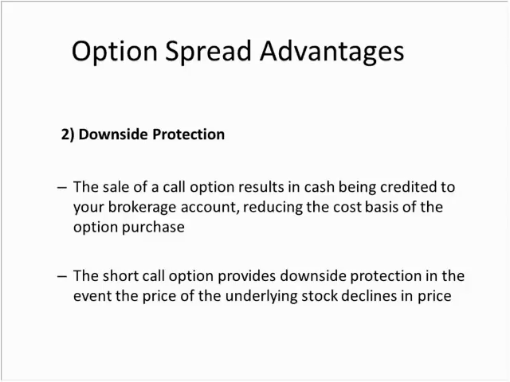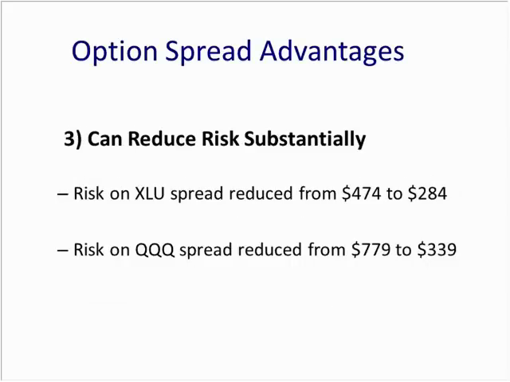The second advantage is, of course, they provide downside protection. The sale of the call option results in cash being credited to your brokerage account, and that reduces the cost basis of your option purchase. And the short call profits if the underlying ETF goes down in price. So it provides downside protection as soon as you sell that call option.